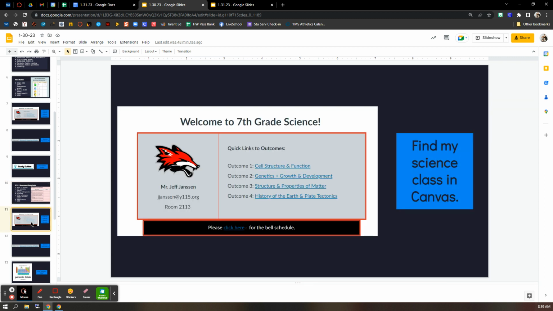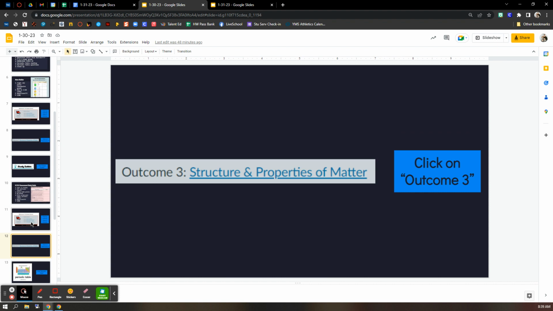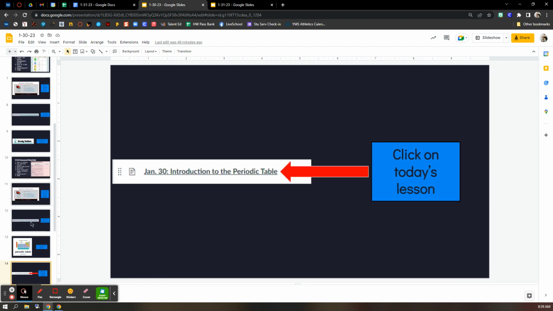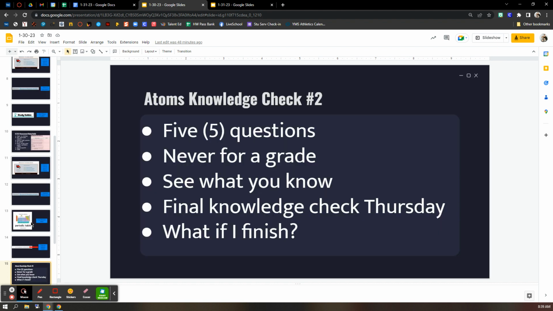Back to Canvas, Outcome 3, periodic table. Today's lesson is January 30th. It's an introduction to the periodic table. First thing you need to do is take Atom knowledge check number 2. Our final knowledge check will be on Thursday, the day before we take the test. So remember, knowledge checks are never for a grade.